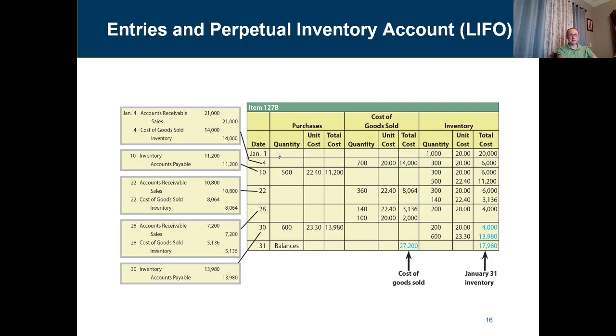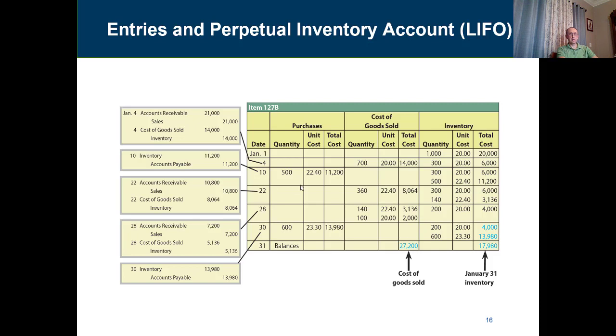So on January 1st, we have our balance: 1,000 units at $20 for a total of $20,000. Then on January 4th, we had a sale transaction of 700 units at $20, and we got this $20 from this $20 here. This is the only batch that we had, so we sold 700 out of 1,000. So 700 multiplied by 20, that's 14,000. And the remaining balance is 300 units at $20 for a total of $6,000.